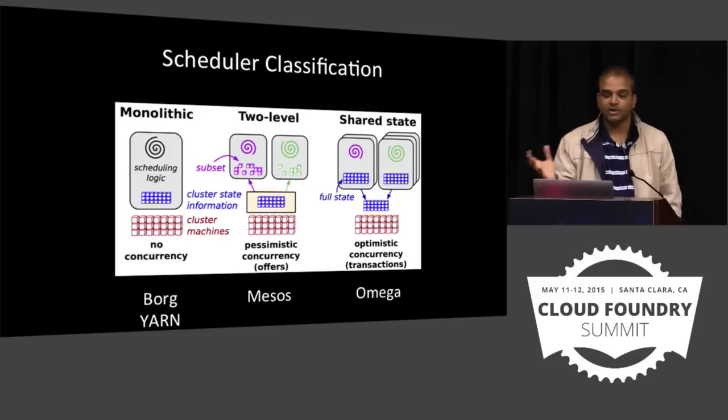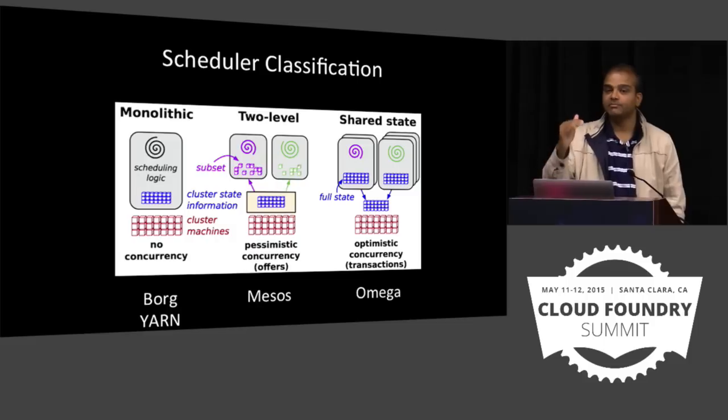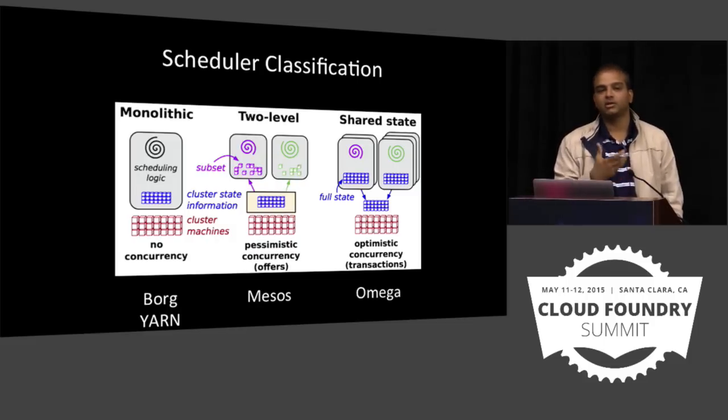So while Mesos tries to work those kinks out, and you'll see Yarn with Mesos, et cetera, they need to find a way to improve that. So what Google did is they looked at the Mesos model and said, this is just not going to work for them.